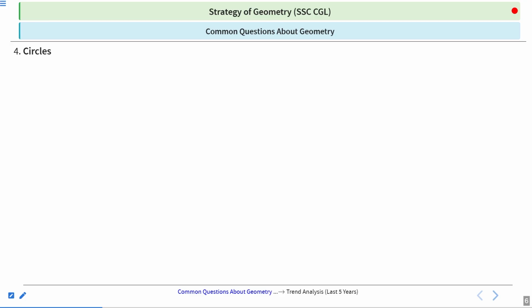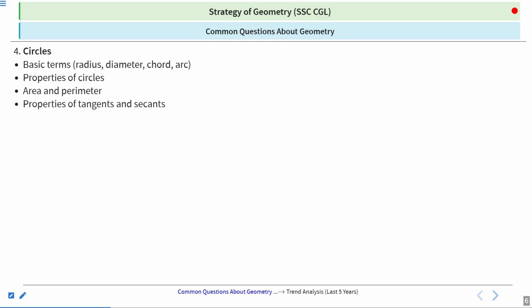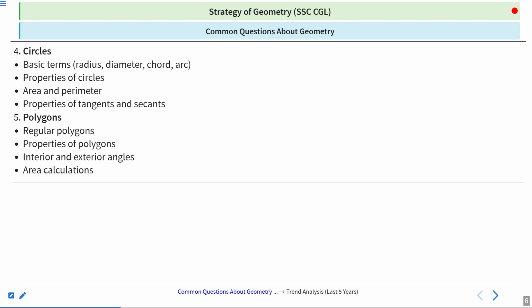Next one is circle. We will learn about the radius, diameter, chord, and arc of circles, properties of circles, area and perimeter of the circle, and properties of tangent and secant. Next one is polygon. For regular polygons, we need to learn the properties, interior and exterior angle relationships, and area calculation.